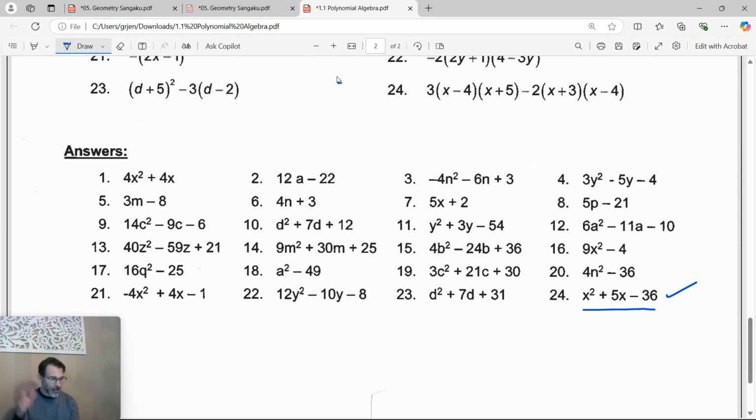So I hope that clarifies polynomial algebra, and in the future I'll be able to shoot these videos in class because I now know how to work the equipment a little better.